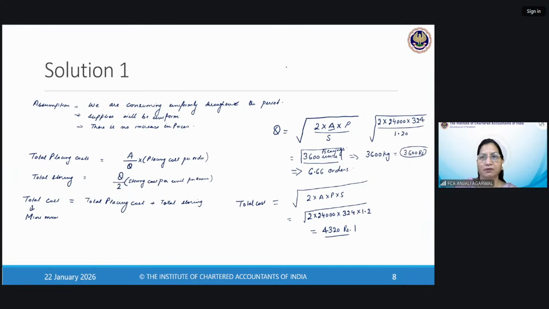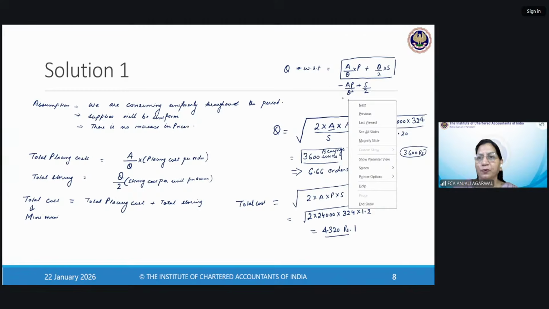Try to differentiate the total cost equation, (A by Q into P) plus (Q by 2 into S), with respect to quantity ordered Q. So differentiate this equation of total cost with respect to Q. You will have minus AP upon Q square plus S by 2.